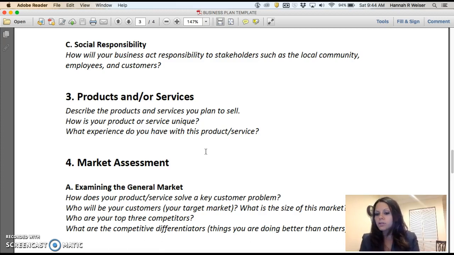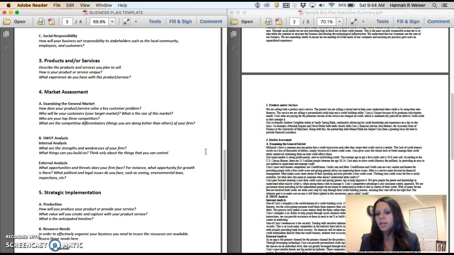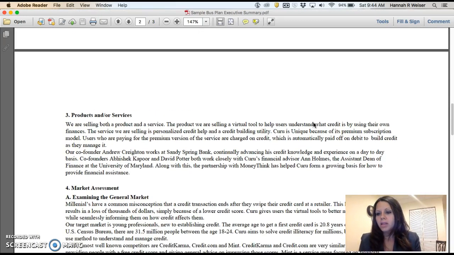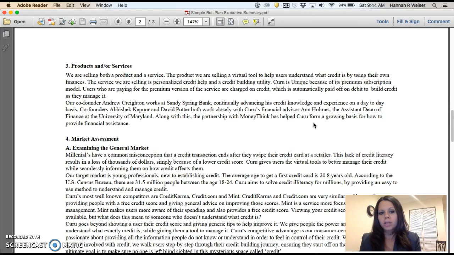And it's okay if you're a student and you don't have years of experience with this kind of thing. It could just be that you're interested in it because it's something you're passionate about. But you want to explain what experience and what interest you have with the specific product or service you plan to sell. I want to show you an example of this with Kuru. Kuru provided a sample summary plan that they shared with us to share with you.